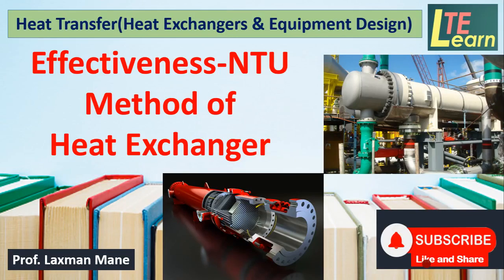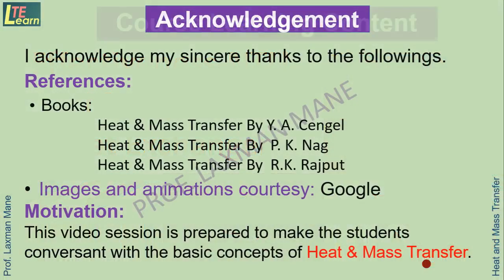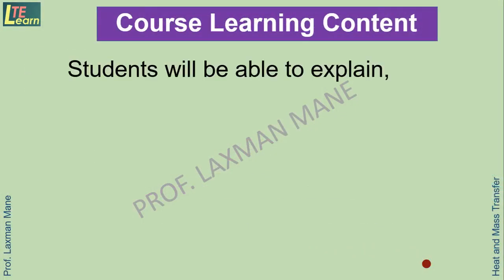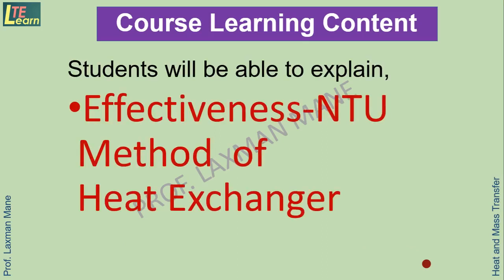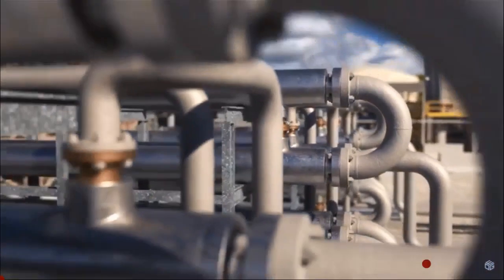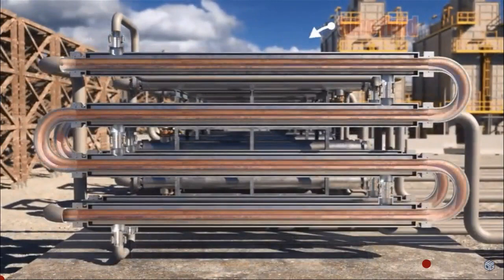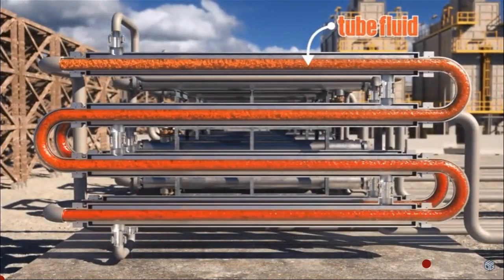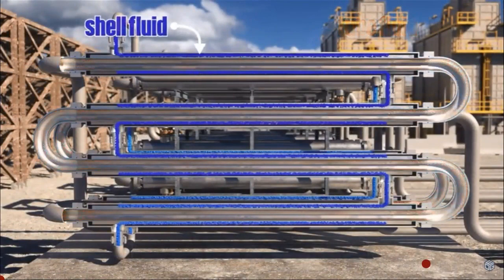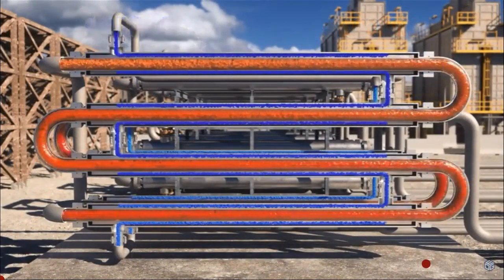This is a video session on the effectiveness-NTU method of heat exchanger. In this session, you will be able to explain the effectiveness-NTU method of heat exchanger. Heat exchangers are process equipment designed to exchange heat between two fluids, hot fluid and cold fluid. There are two methods of analysis of heat exchanger: LMTD method and NTU effectiveness method.